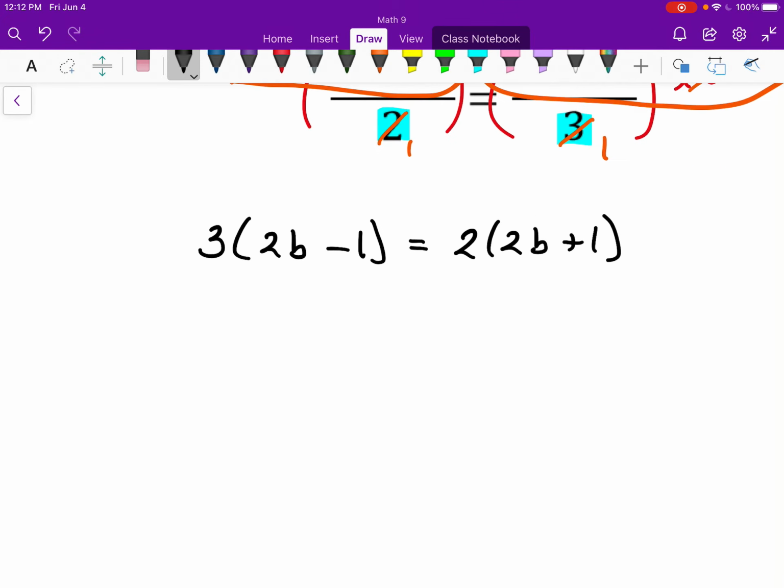So now I can just focus on this. I'm going to distribute the 3 over here. So I have 6b minus 3.